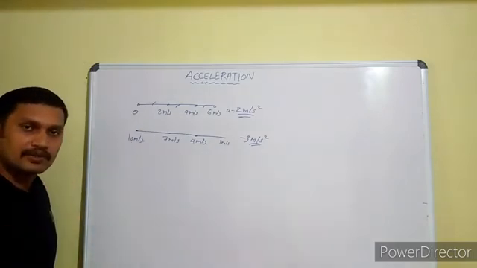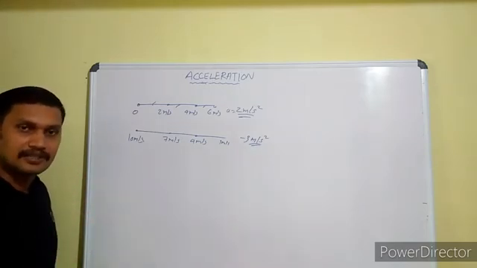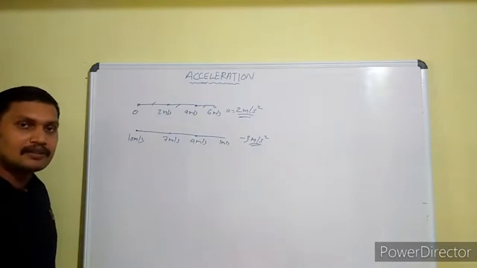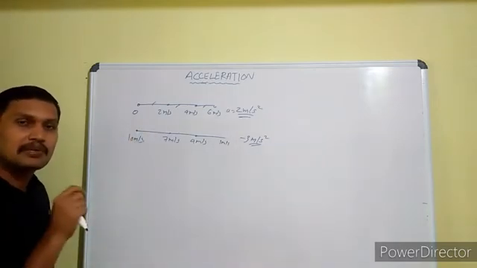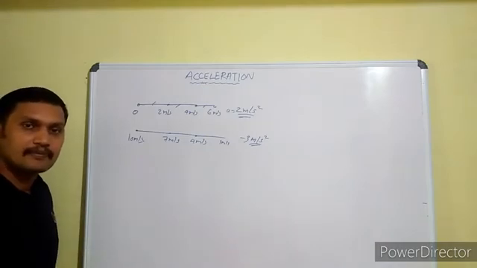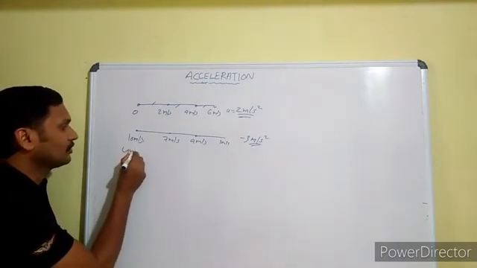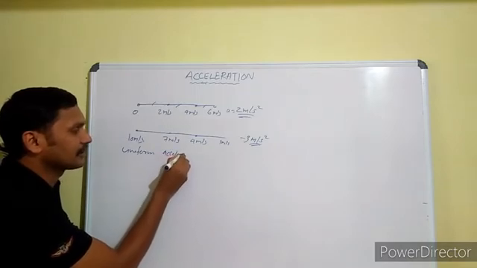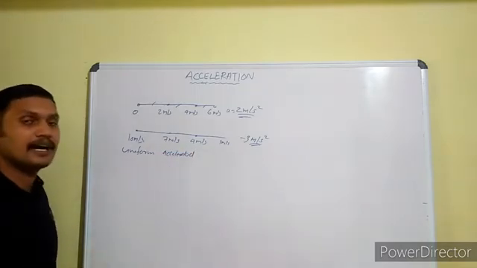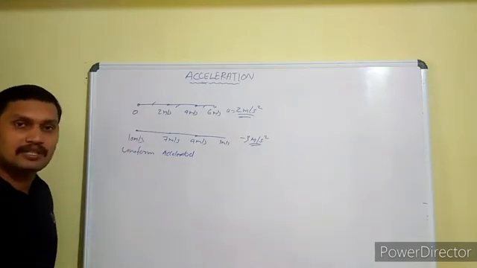If the magnitude of change in velocity is constant in equal intervals of time, then it is known as a uniform accelerated motion. There is a uniformity in the acceleration. In every 1 second, the change in velocity is the same.